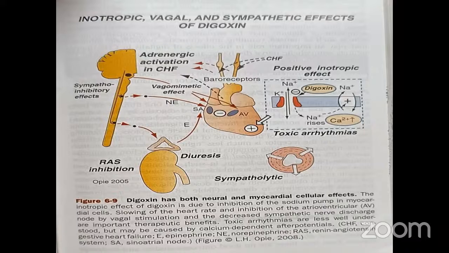And sympathetic effects, that is beta 1 as well as dopamine: the sodium potassium ATPase pump is blocked, and once this is blocked, what happens? Calcium increases, which increases the force of contraction.